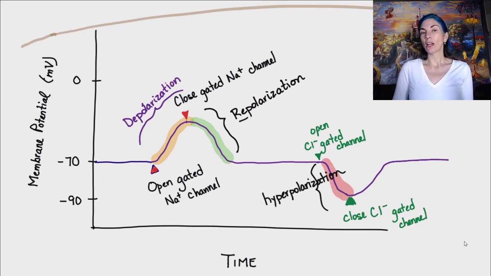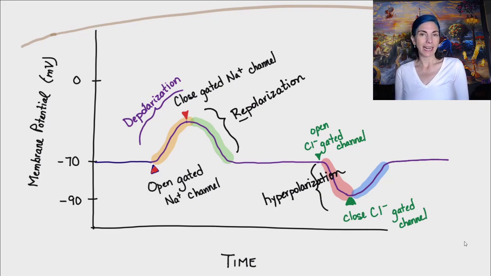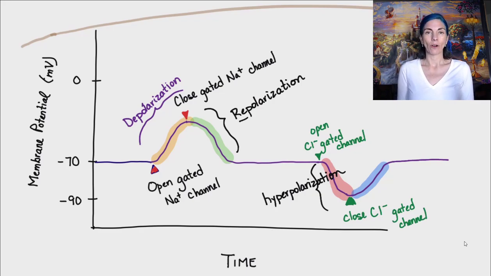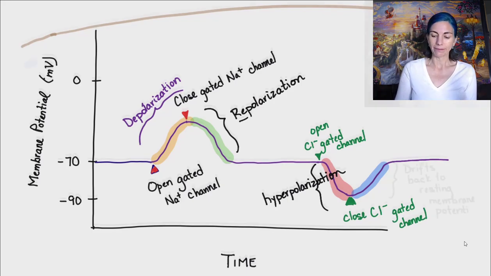So what happens when you close that gated chloride channel? What do we call the area in blue? Interestingly enough, we don't actually have a name for it. It's not really repolarization because you're already super polarized, so to repolarize doesn't sound correct. It's also not really depolarization because you're going from a hyper state back to a normal state. So instead of having a word to describe the area that's in blue, we simply use words to describe what's happening. We say the membrane potential drifts back to the resting state, or drifts back to the resting membrane potential.